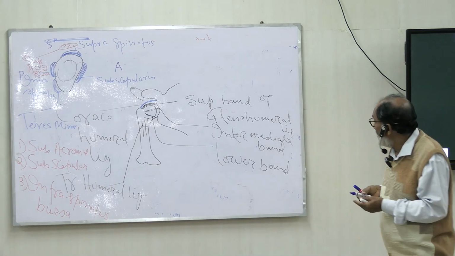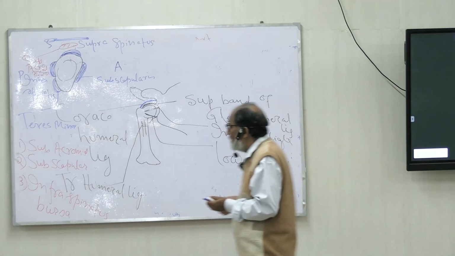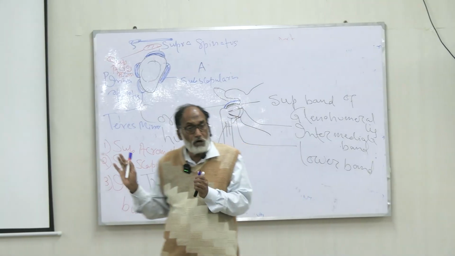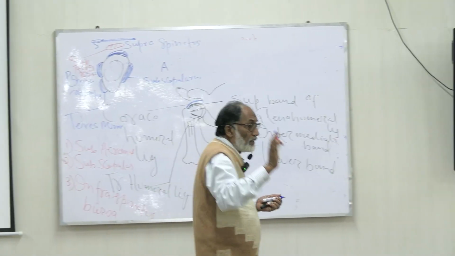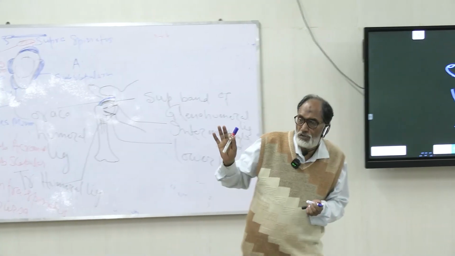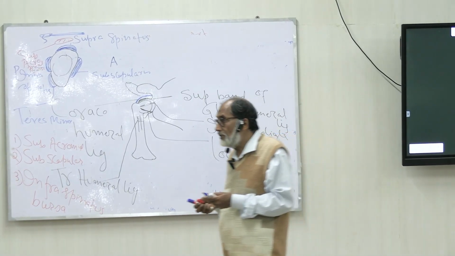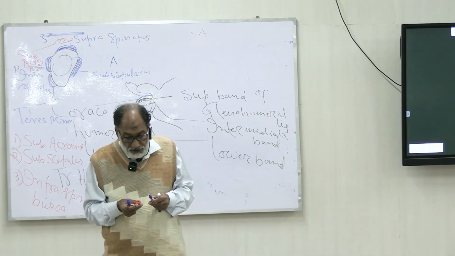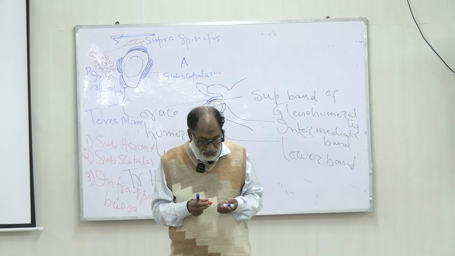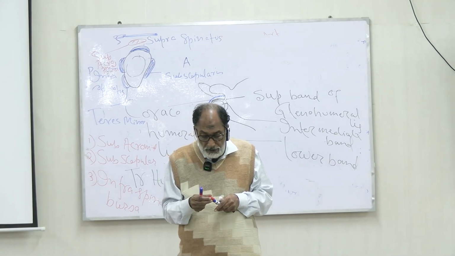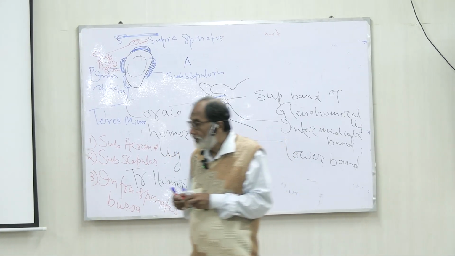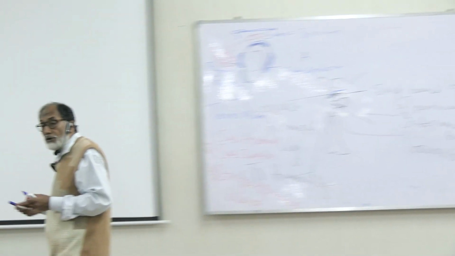Now come to the relations. Now what are the movements of this joint? The movements are flexion, extension, abduction, adduction, external rotation, internal rotation, and circumduction.